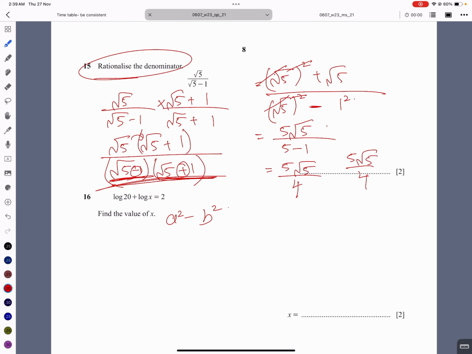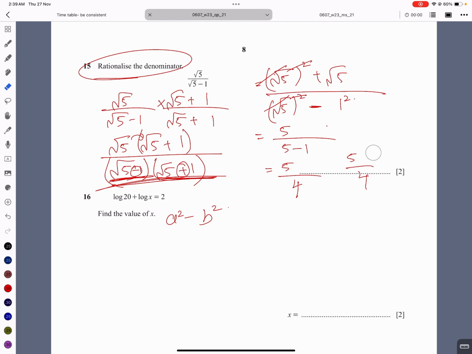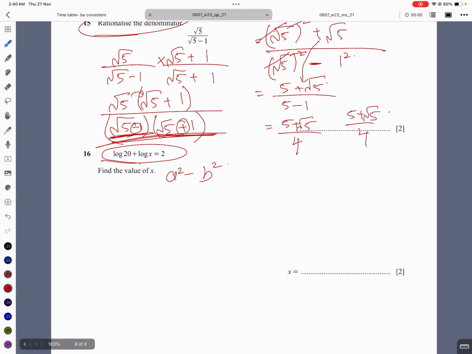Sorry, over here plus will come. I'm missing plus over here. It was supposed to be plus. Log of 20. Okay, over here what you will do, let me tell you. Over here they are saying log of 20 plus log of x is equal to 2.